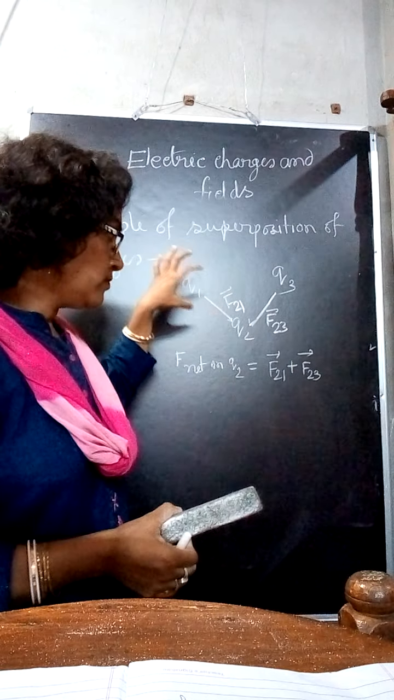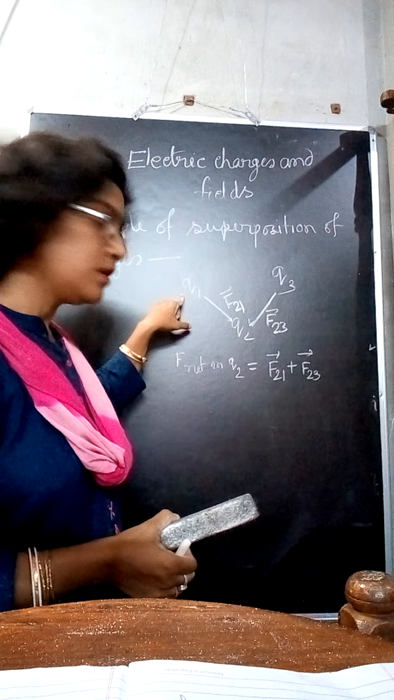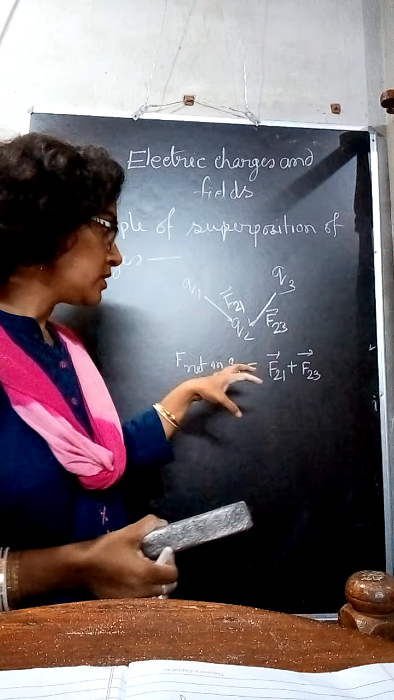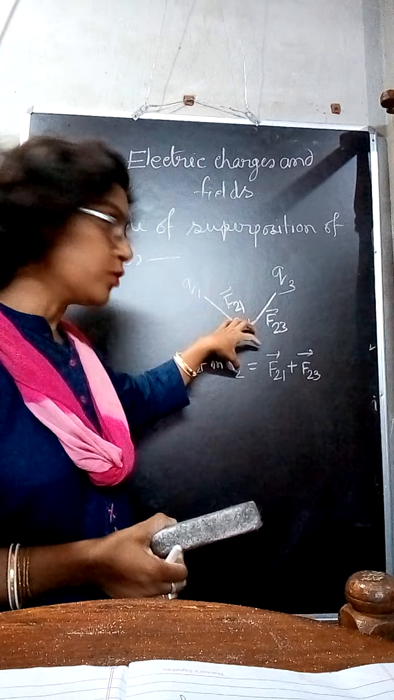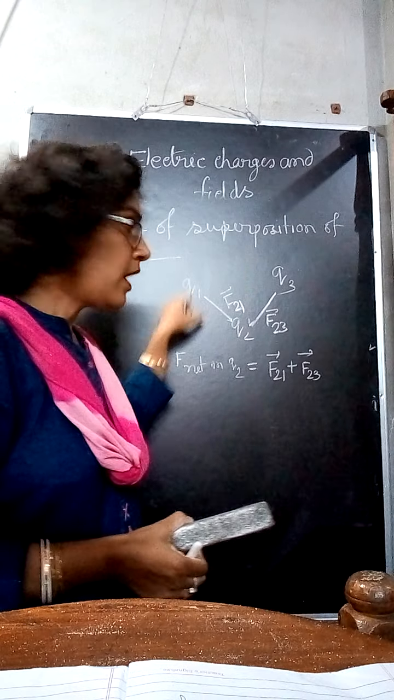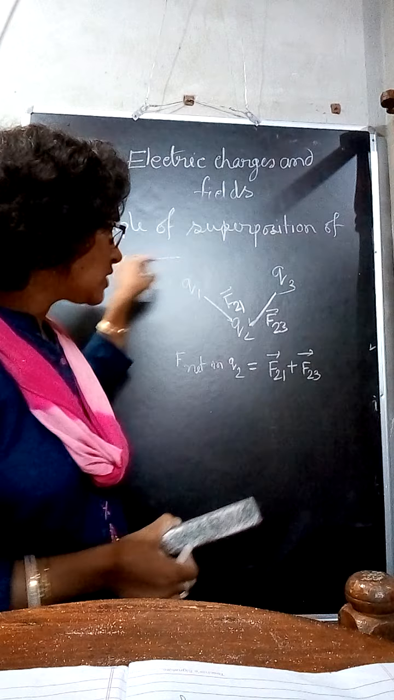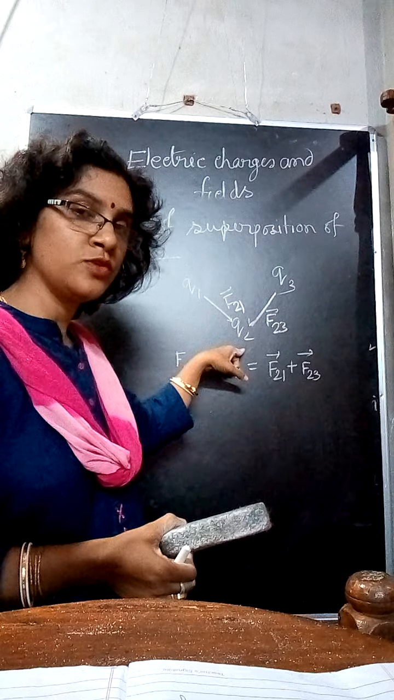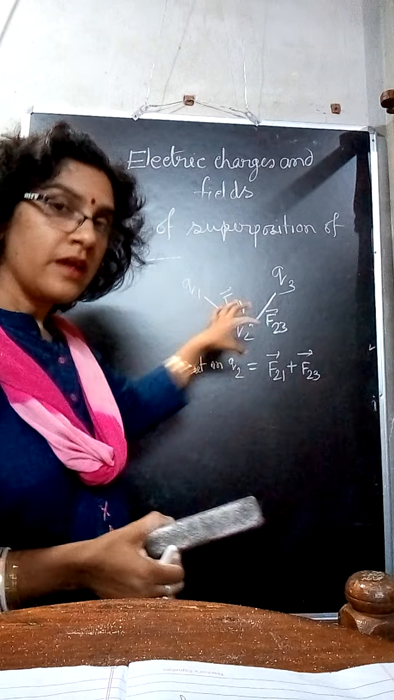The force due to Q1 on the charge body Q2 will not change, but the net force on charge body Q2 will change, because forces are now coming due to both charge body Q1 and Q3. With the presence of Q3, the force due to Q1 is not changing, but the net force on Q2 is changing, because two forces are affecting it.